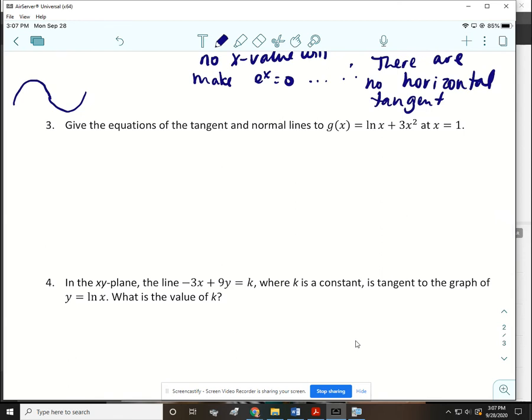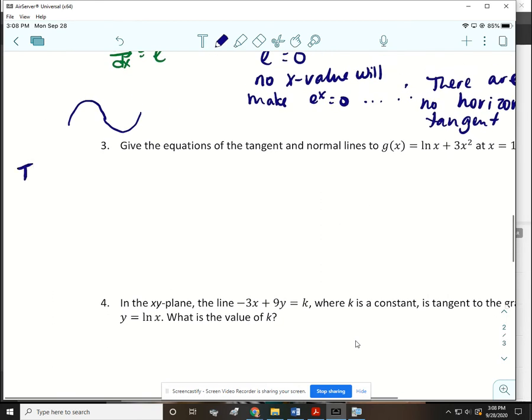All right, and then for 3, we are going to give the equation of the tangent and normal lines to the graph. G of x equals natural log of x plus 3x squared when x is equal to 1. Okay, so don't forget that when we're doing tangent lines, you need 2 things, and same thing for normal. Well, most of the time we do tangent. You need the slope of the tangent, and you need the point of tangency.